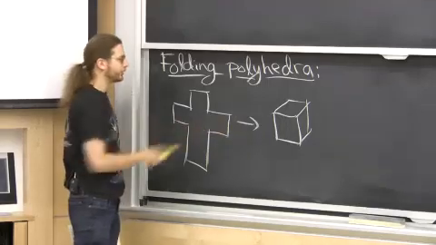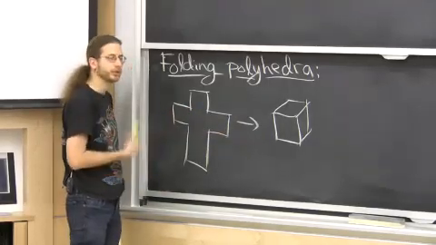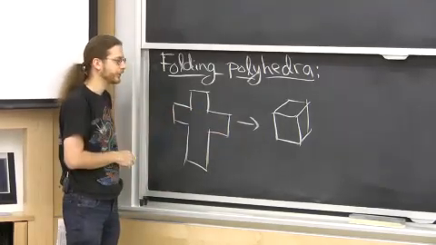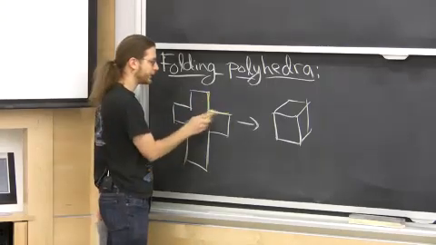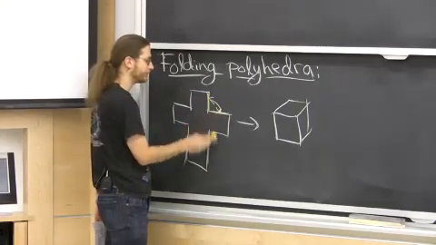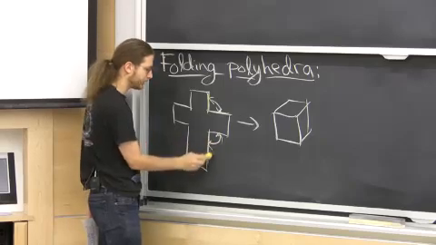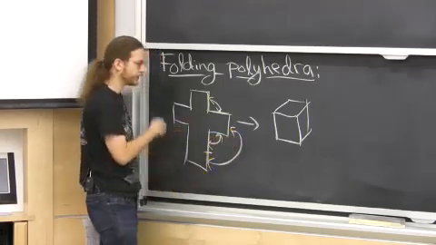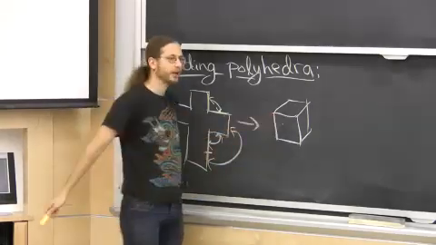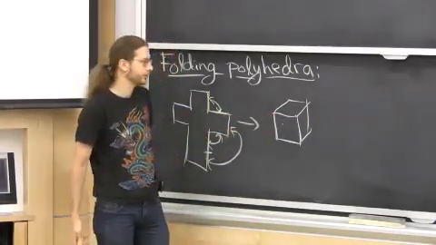So this is the sort of problem. We're given some polygon. We're not told where to fold or how to glue it up necessarily. We'd like to find, is there some way to glue this boundary to itself? I've drawn this picture before. Something like this, in order to make a convex polyhedron.